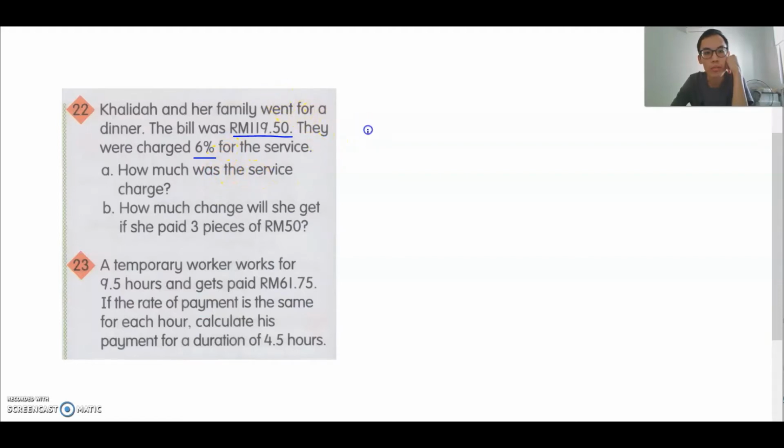So we take the amount of the bill, which is 119 ringgit and 50 cents, times the service charge, which is 6%. Now when we times this 6%, we change it to fraction. We put it over 100. So we get 6 over 100. Okay, then we solve this. We can divide 100 here. Divide 100 here means you cross two zeros. You divide 100 is 1.